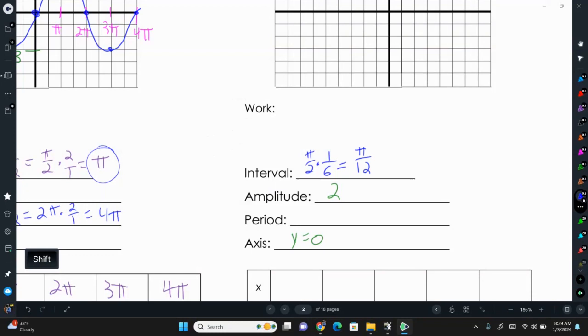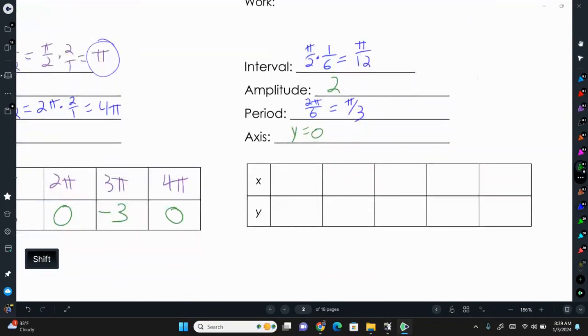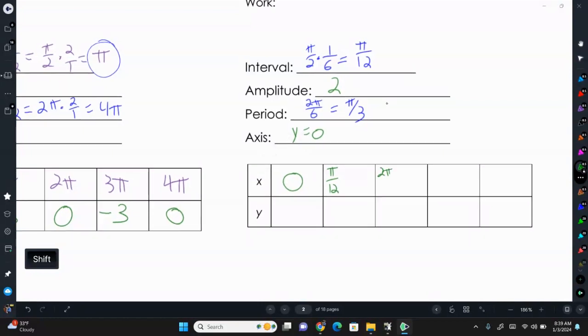And then our period is 2 pi over b, so it will be pi over 3 as our period. So now our interval: we start at 0, and we're going to go up by pi over 12. So 1 pi over 12, 2 pi over 12, which reduces to pi over 6, 3 pi over 12, which is pi over 4, and then 4 pi over 12, which is pi over 3, which is what our period is when we calculated that.